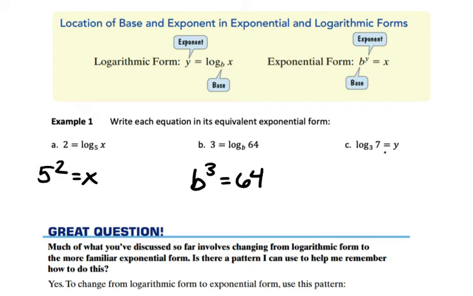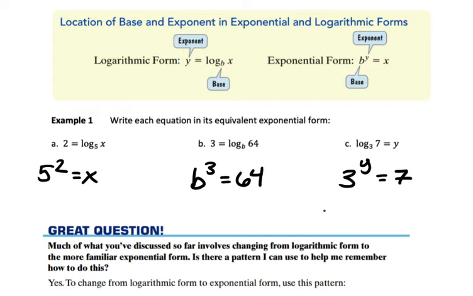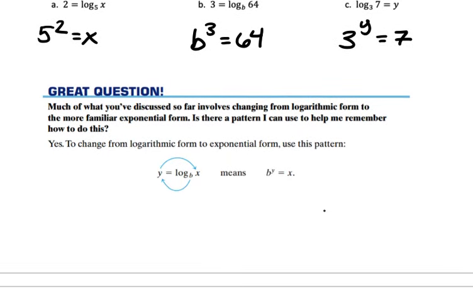For part C, my base is 3, my exponent is y, and my answer is 7. So we have 3 to the y power equals 7. So looking at this great question box, it shows with these arrows the direction that you want to think about when you're moving from logarithmic form to exponential form. b to the y equals x.